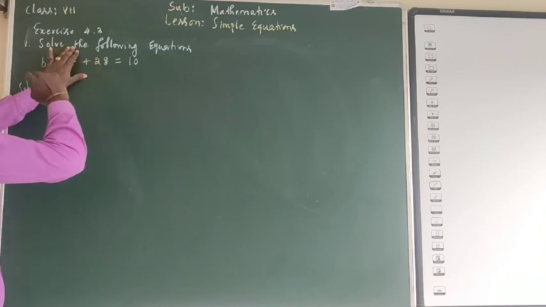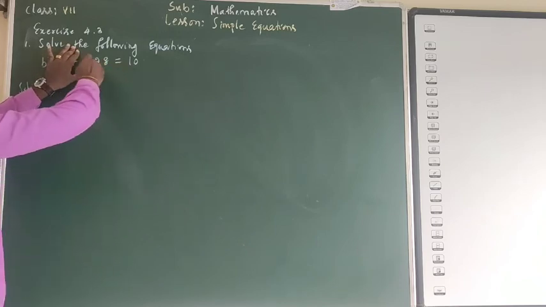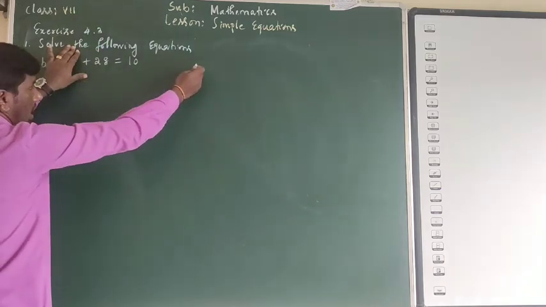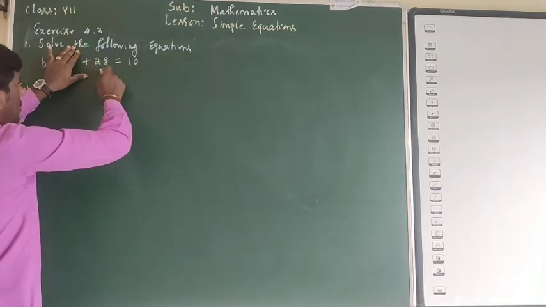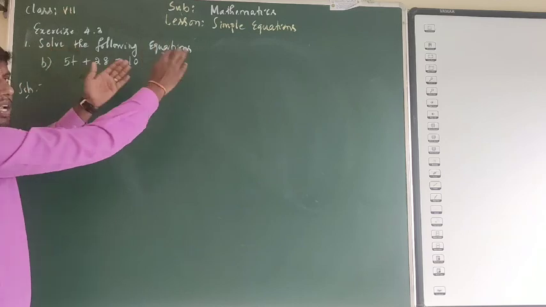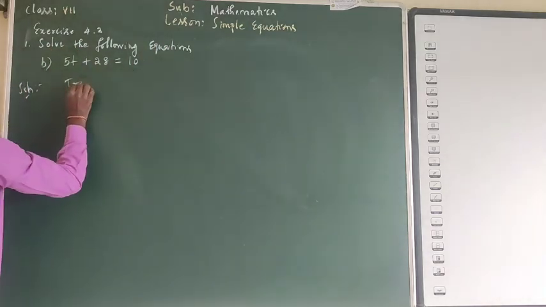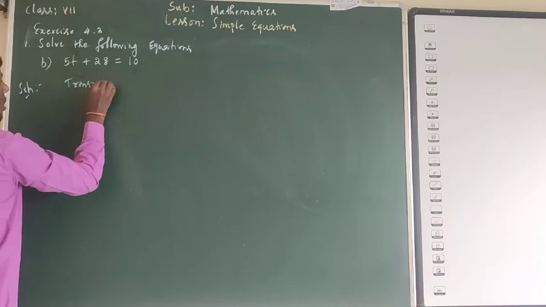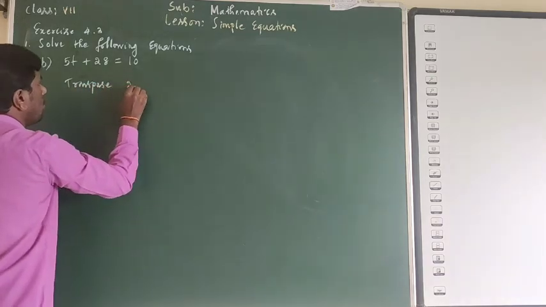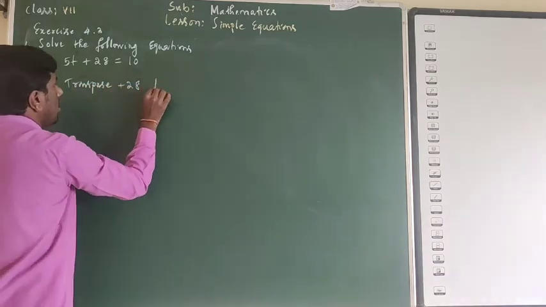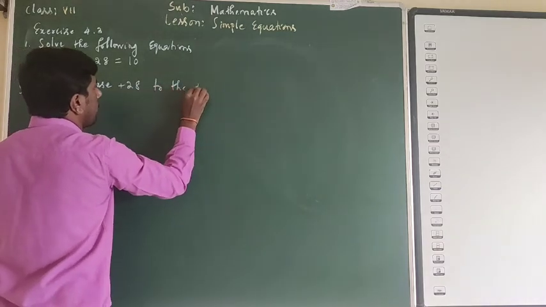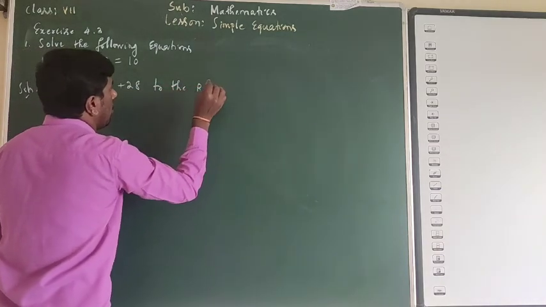So I am using the transposing method. So what I will do? I will send 28 to the other side, RHS. What will happen? Here it is plus 28. If you send it to the other side, minus 28. Very easy. We will write it like this. Transpose 28, in fact it is plus 28, to the RHS. Clear?